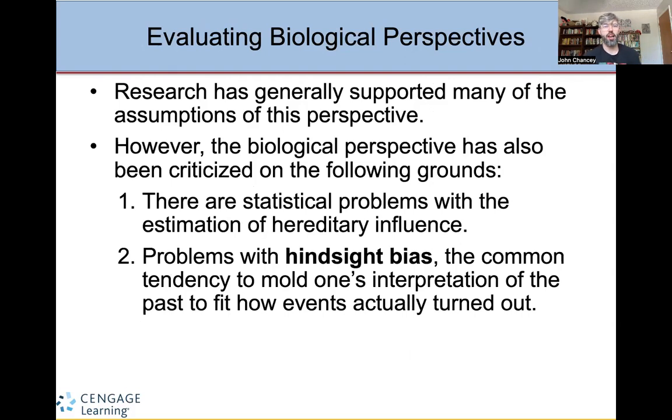Many of these perspectives have had their assumptions supported by research. However, the biological perspective has been criticized. There are certain statistical problems when it comes to estimating heredity. It's not the most exact of sciences, I suppose. I'm not too familiar with the statistical procedures behind it, but that's not something I was necessarily trained in. And when we talk about evolutionary psychology, there is a bit of hindsight bias when interpreting data from the past. Things aren't necessarily happening in the present. We might be looking at them through the lens of the past, not always appropriately.